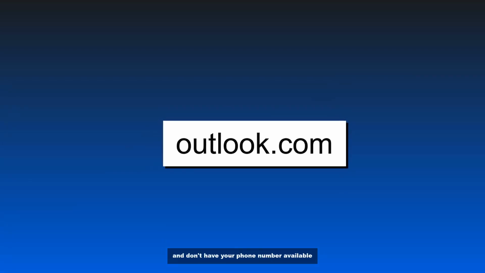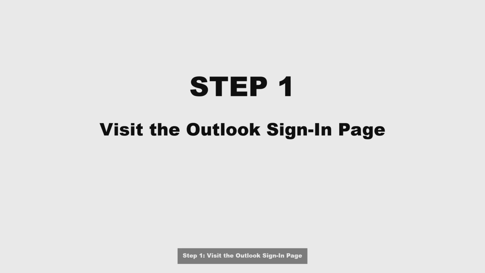If you've lost access to your Outlook account and don't have your phone number available for recovery, you can still regain access by following these steps. Step 1. Visit the Outlook sign-in page. Go to the Outlook sign-in page and click on Forgot Password. This will direct you to the account recovery options.